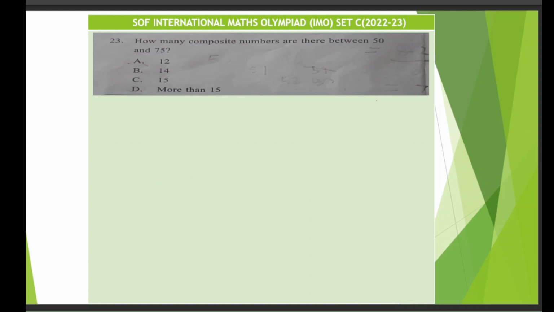Question number 23 says, how many composite numbers are there between 50 and 75? Now, to understand how many composite numbers there are, first let's understand how many prime numbers are there between 50 and 75. Okay, so the first prime number is 53. Next will be 59. Next will be 61. 67 is next, 71 and 73. So we have written all the prime numbers between 50 and 75.